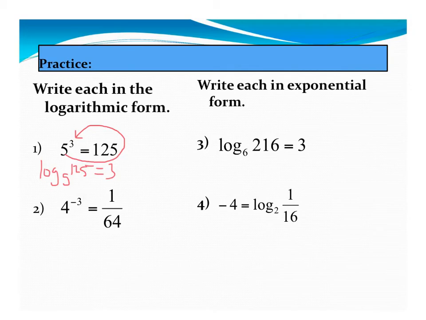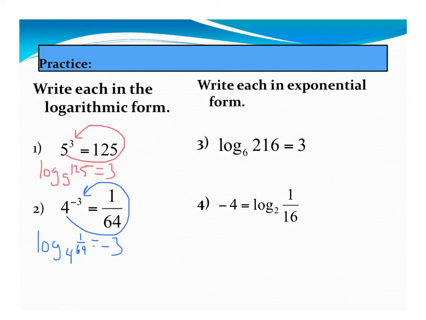Remember we said logs have to do with exponents. It's how you find out what the exponent is. That's what we've got right here. Next one. We have log base 4 of 1 over 64 equals negative 3. Awesome. So that's how you get from exponential to logarithmic.